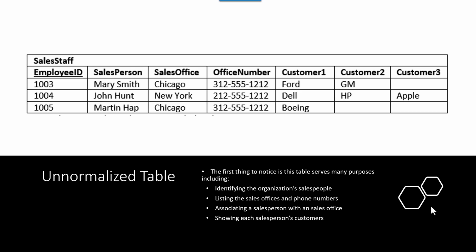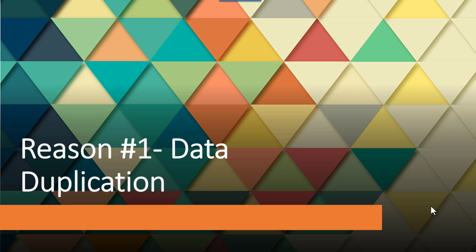So first of all, here's an unnormalized table again. It's pretty much like our spreadsheet example. It's a big table called sales staff, and again, this is a table that serves many purposes, so it's kind of a big red flag that it's not normalized. So we're going to use this as a reason as to why we'd want to normalize the table. So the first reason is data duplication.